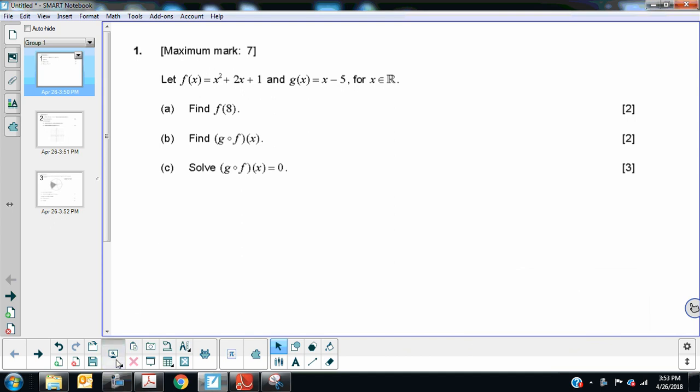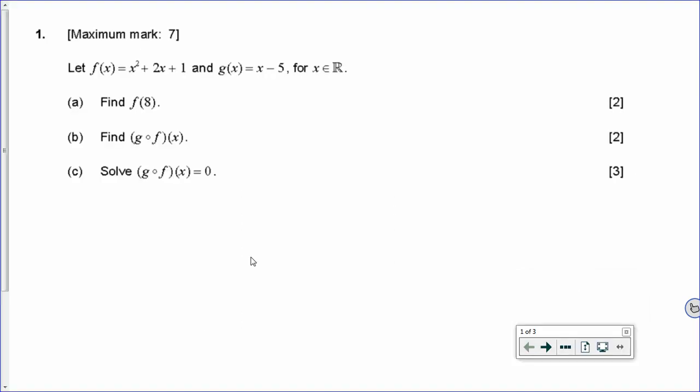In this video, I'm going to go over question 1 from paper 2 of this IB Math SL exam, which is the calculator paper, where we have a function f of x and another function g of x. First, it asks us to find f of 8.